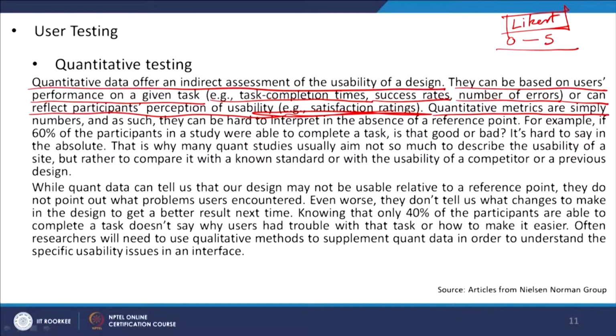Quantitative metrics are simply numbers, and as such they can be hard to interpret in the absence of a reference point. For example, if 60% of the participants in a study were able to complete the task, is it good or bad? That is very difficult to interpret. That's why designers should blend qualitative with quantitative testing, and both should lead to decision making, because one user might give a lower number for their satisfaction rate, and some other user might tend to give a higher value for a similar kind of experience.